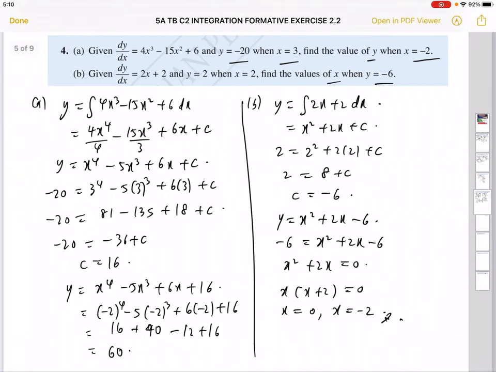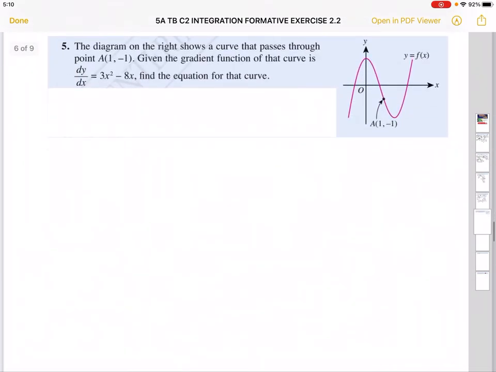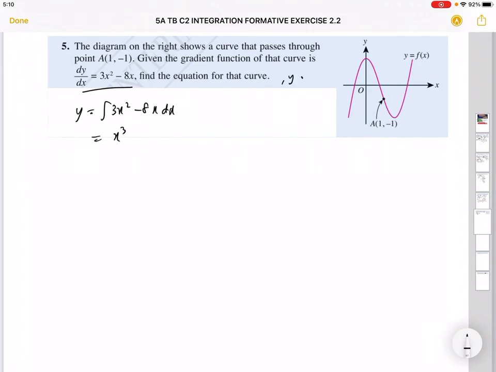Moving on to question number 5. So here you're given a curve, and you're given your gradient function. Gradient function is basically dy/dx. To find the equation of the curve y, we have to integrate your gradient function. So as I integrate this, I get x power 3 divided by 3. Okay, I'm just going to show you one by one, step by step, just to help you understand. Yeah, I hope that you already know how to integrate quickly. So you can cancel 3 and 3, cancel 8 and 2.